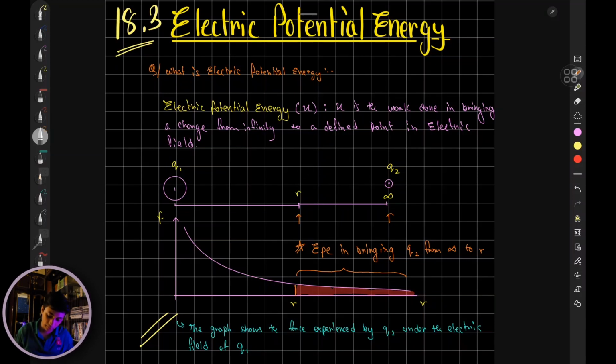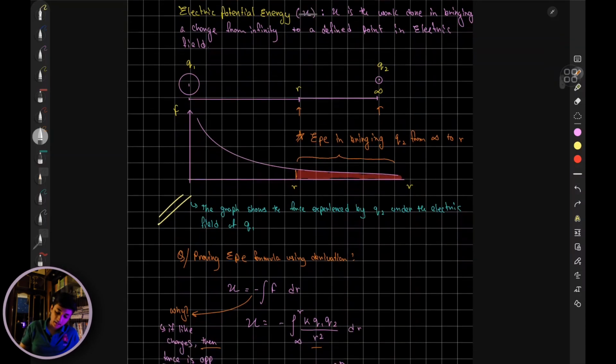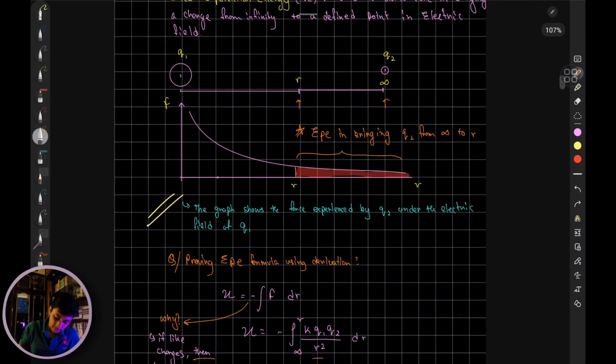Now we are going to talk about how to find the change in electric potential energy from any position, let's say A, to another position B. It can be from here to here or here to here, it doesn't matter. We have to find out the change in potential energy. The main idea is that you have to integrate from point A to point B.